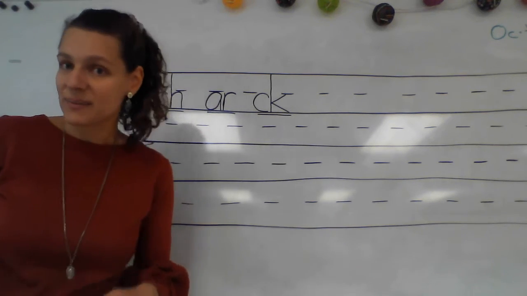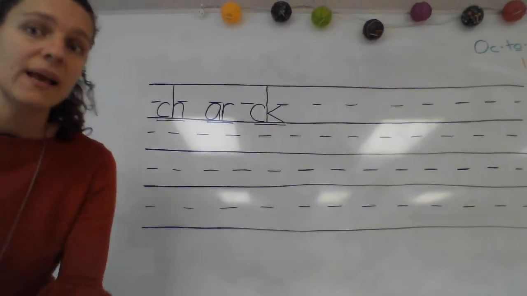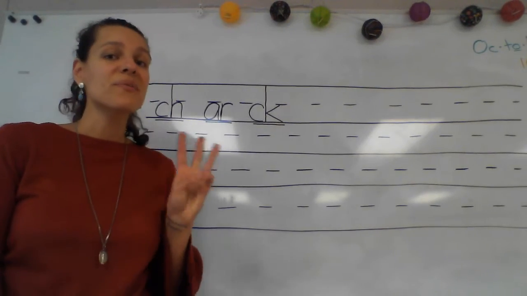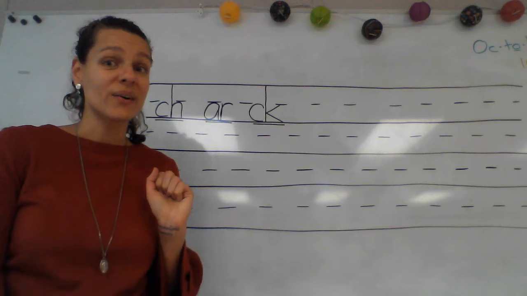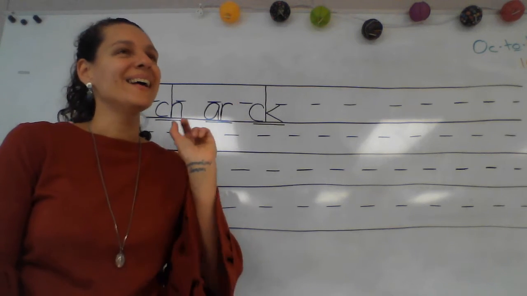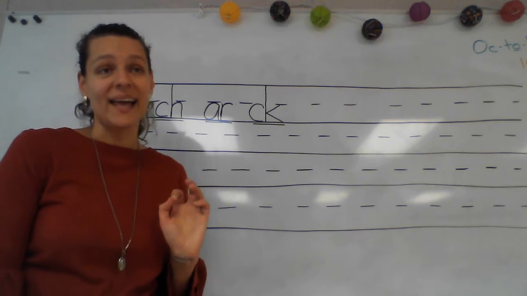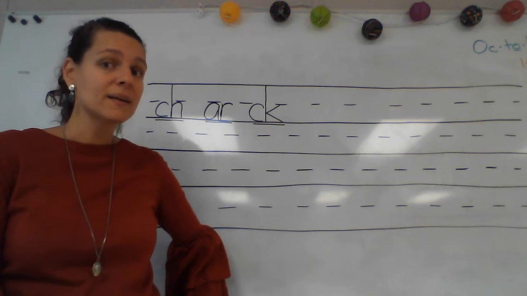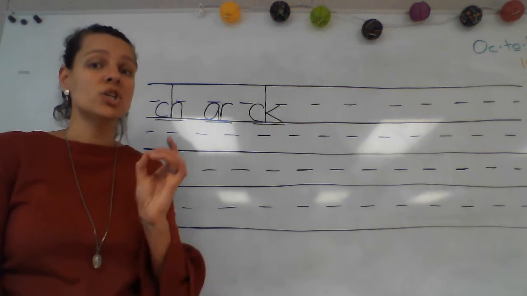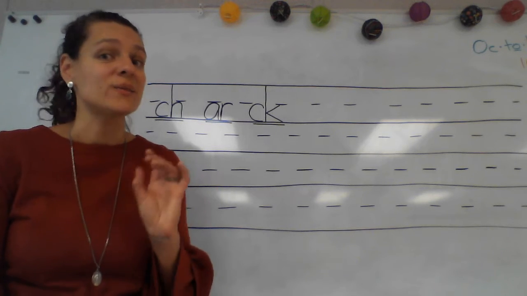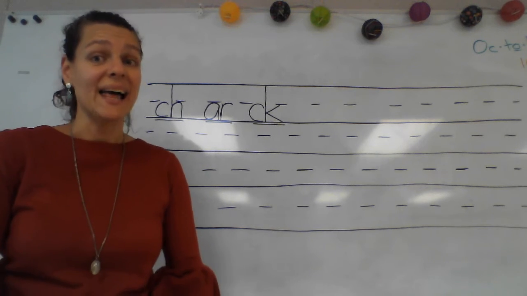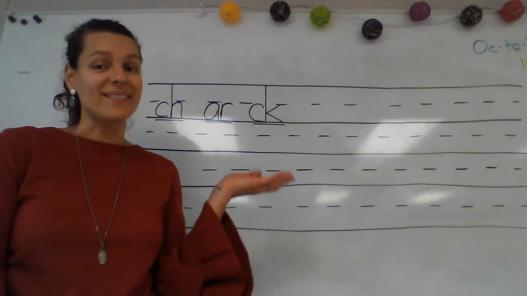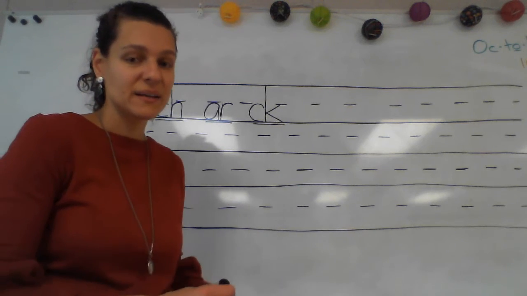All right, the last one that we need for our words today is ch, 3-letter ch. What are you going to use after a single vowel that says a, or a? Class, what are you going to write? Good. Ch, 3-letter ch, used after a single vowel that says a, or a. Say it while you write it.